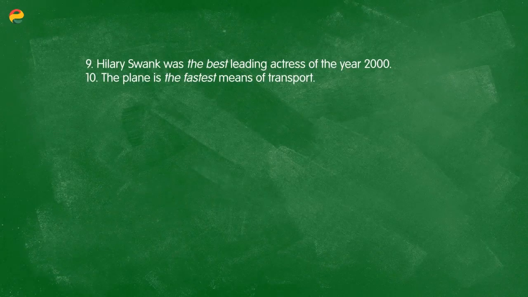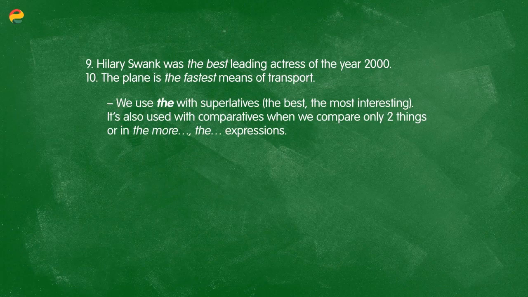Now, there's also another way that we can use the definite article, and let's look at a couple of examples which use this usage. Hilary Swank was the best leading actress of the year 2000, and the airplane is the fastest means of transport. Here, and I know you've seen these at least once or twice before, we're using the superlative form of the adjectives, the best, the fastest. And because there's only one of them, it is definite. So we use our definite article, the.